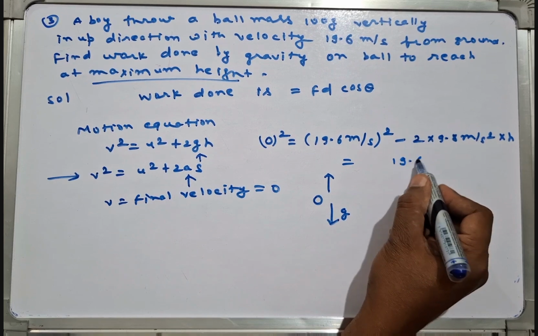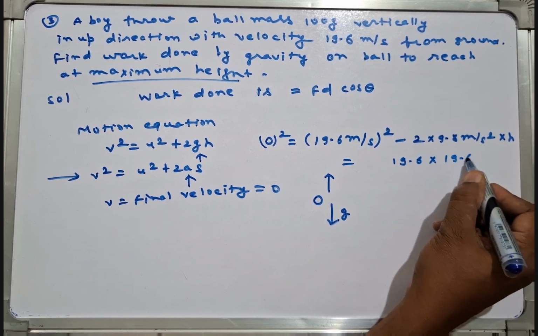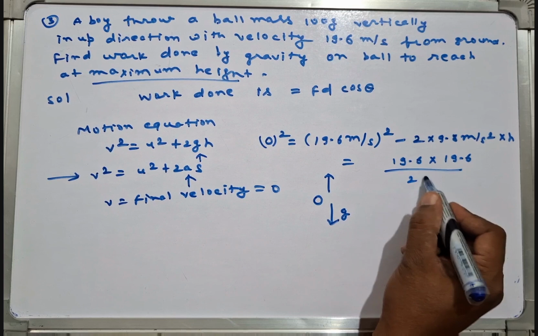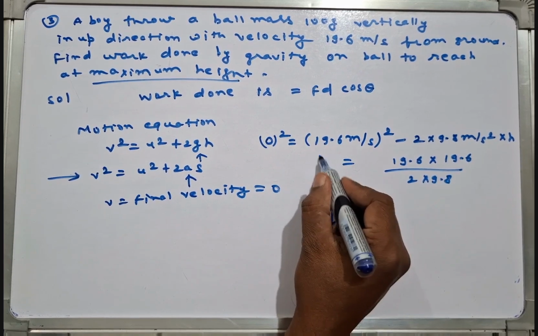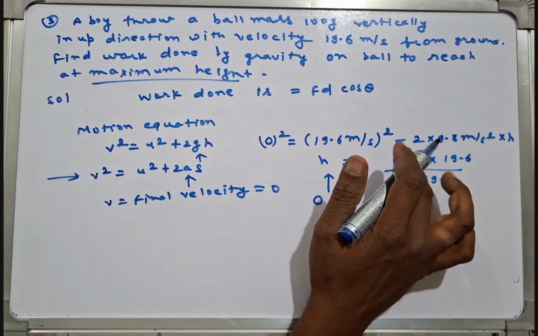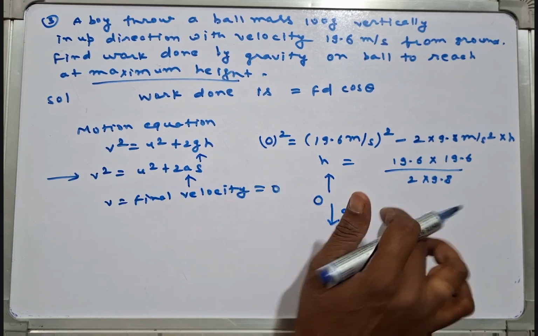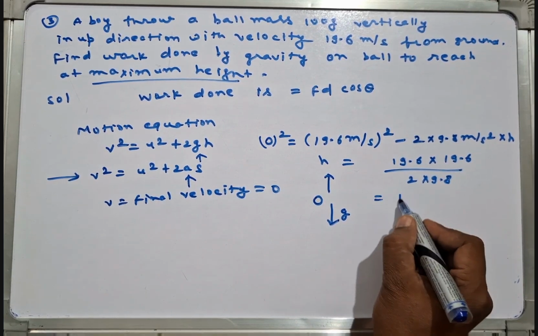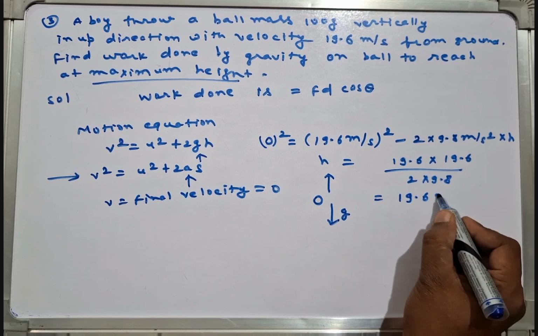So we can write this, and this h value, because this is positive, then divide this, so this is 19.6 meter.